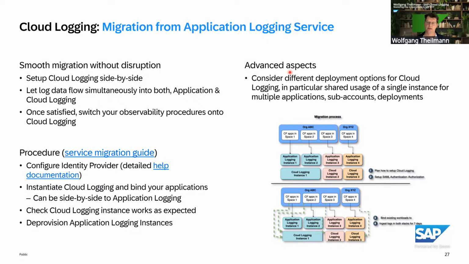There's just one thing. For cloud logging, you can for sure have a single cloud logging instance for wherever you had an application logging instance before. So that's the most straightforward case. But you could even try to combine different application logging instances into one cloud logging instance.